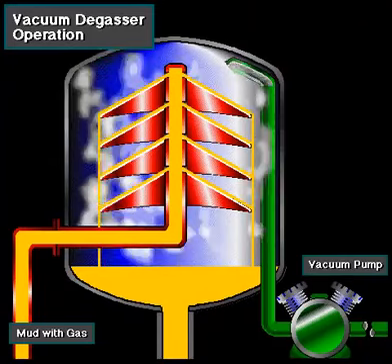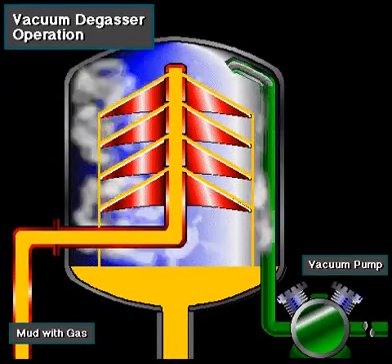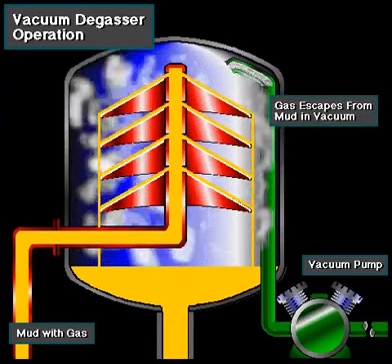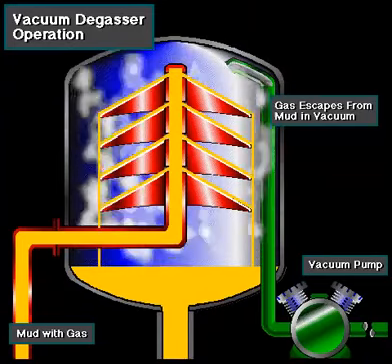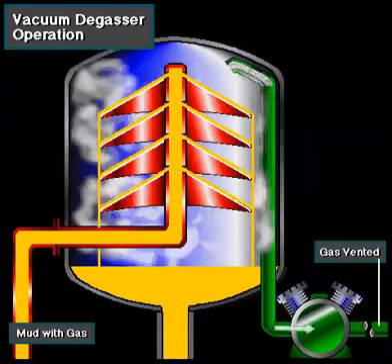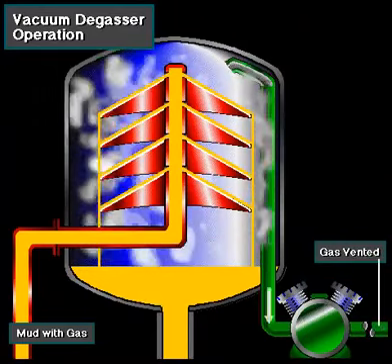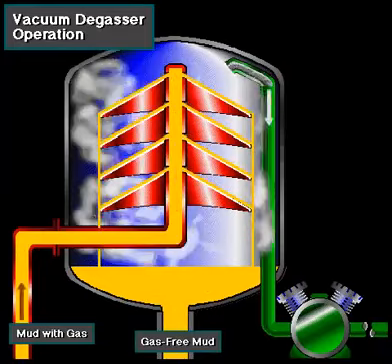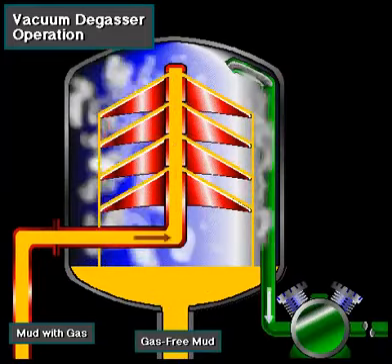Also, the vacuum pump creates a vacuum, pressure lower than the surrounding atmosphere, inside the degasser. This vacuum makes it very easy for the gas to escape from the spread-out mud. The removed gas leaves through a vent, which sends the gas a safe distance away from the rig. The gas-free mud falls to the bottom and goes back into the mud tanks downstream from the degasser.